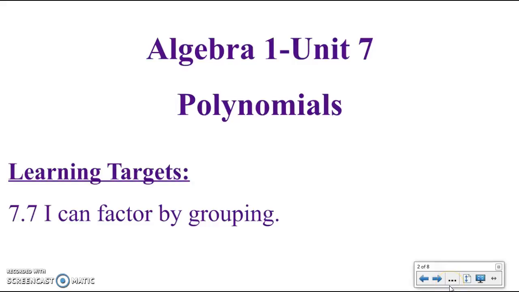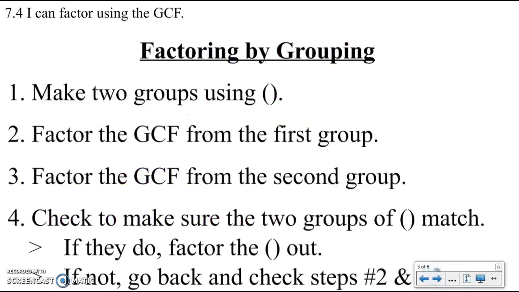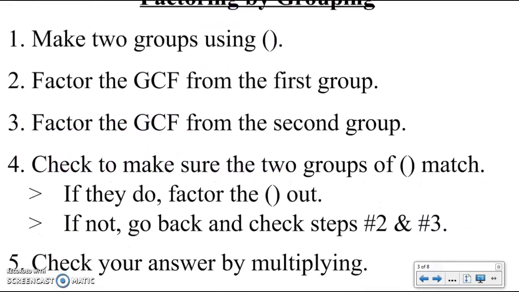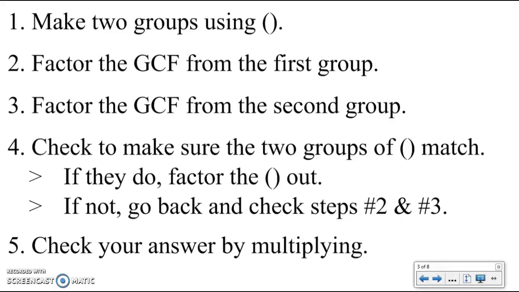Today we're going to factor by grouping. This is a process that uses greatest common factors but has some additional steps that we need to follow. So here are our steps. We're going to start by making two groups using parentheses, and then factor from the first group, and then factor from the second group, and then check to see if whatever we have left over matches.